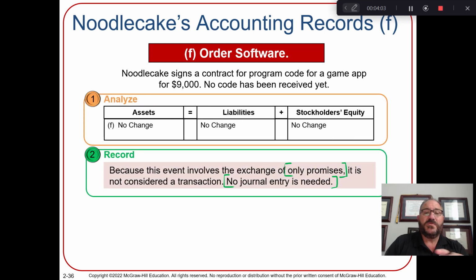In this case, nothing has happened because they signed a contract that they're going to do it, but they didn't receive anything and they didn't pay anything. So they only exchanged promises. They didn't exchange any merchandise. They didn't exchange any money, nothing like that.